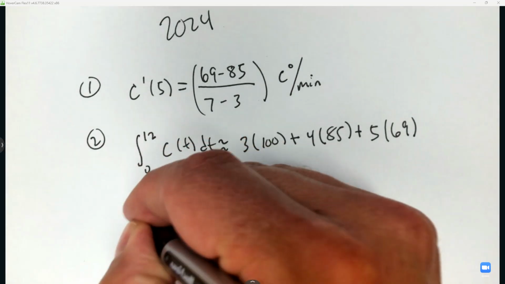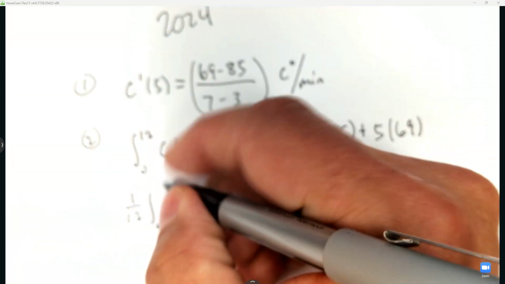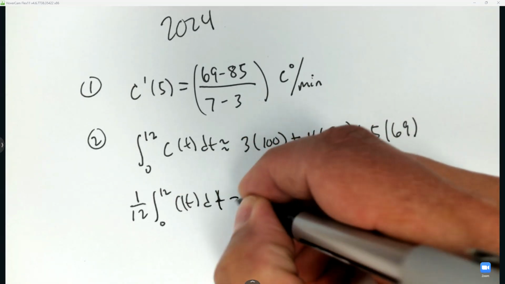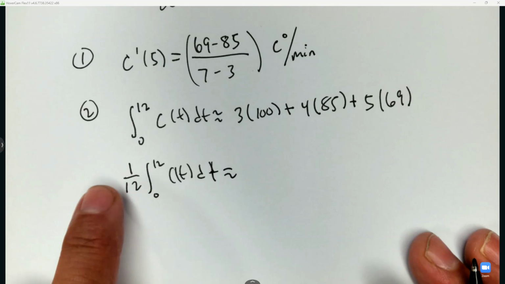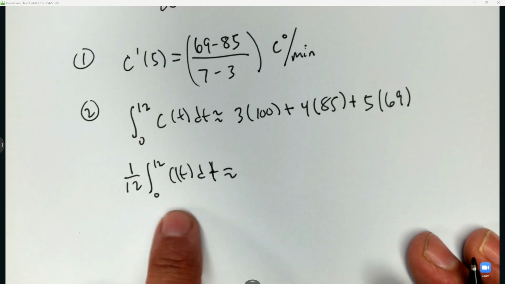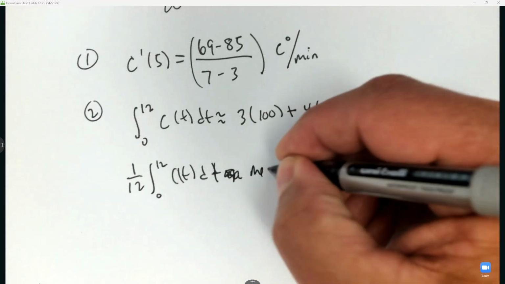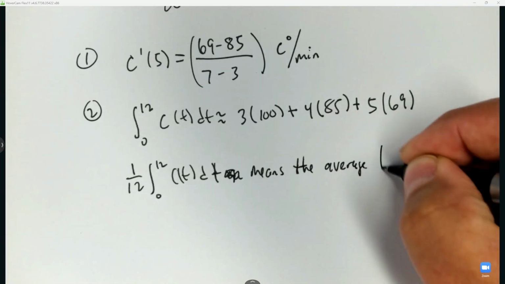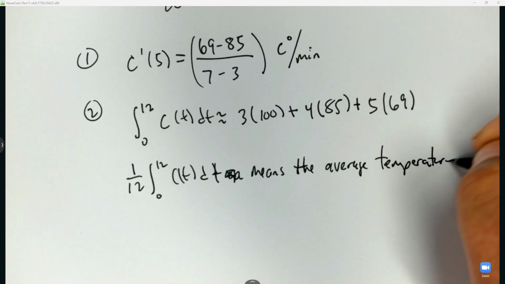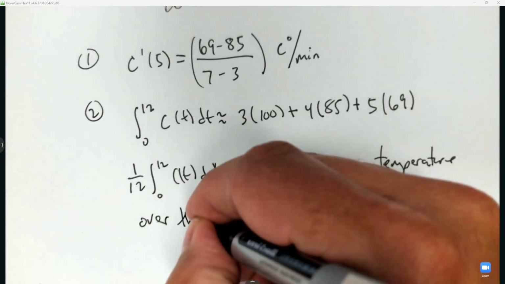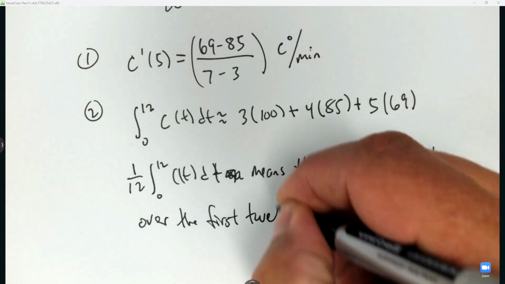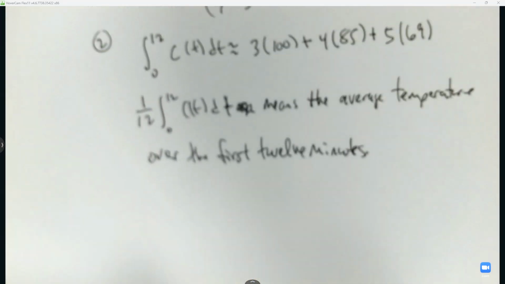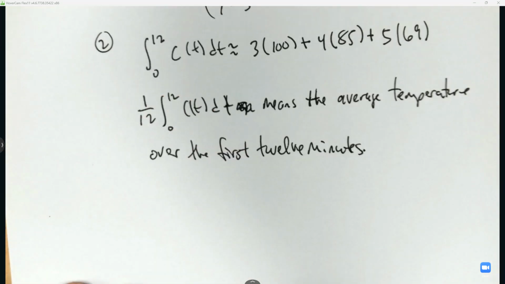Then we're going to write down 1 divided by 12, integral from 0 to 12, c at t dt. What does that mean? That describes average value. If you integrate and divide by the difference of the bounds, that's average value. So what does it mean? It means the average temperature in this story over the first 12 minutes. You could also say the average temperature of the cup of coffee over the first 12 minutes. That's it.